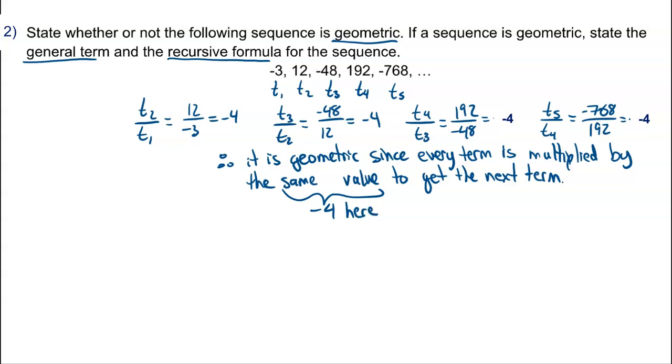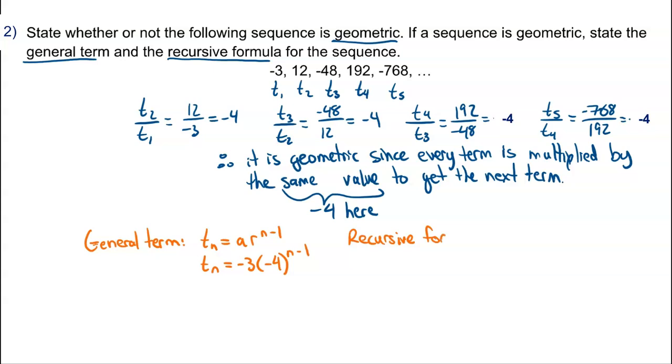So that is what we know as the r value that we'll look at in now the general term and the recursive formula. The general term is written for a geometric sequence like this. Tn is equal to a times r to the power of n minus 1. So the n minus 1 is done before applying r to the power of that. So Tn in this case is equal to the starting value a, which is negative 3, times negative 4 to the power of n minus 1, because that r value, that common multiple, is negative 4.